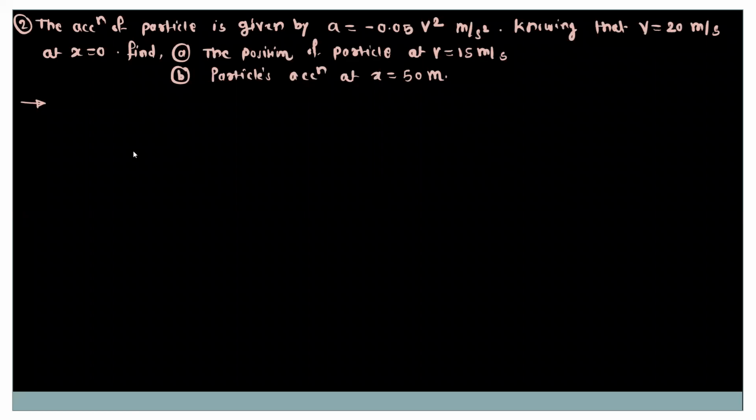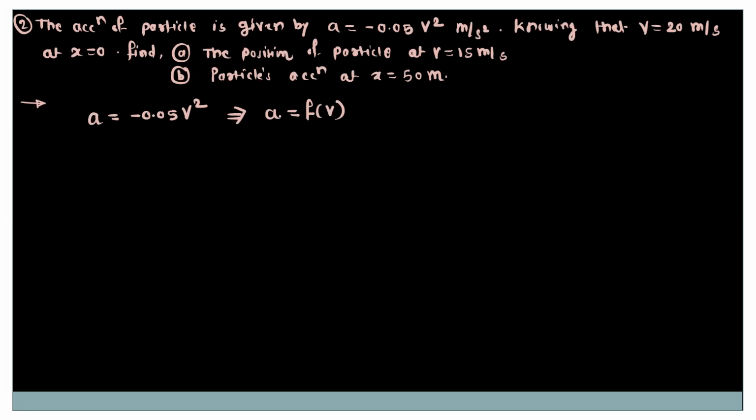If you refer to the given equation, it is not a function of time. It is a function of velocity. So acceleration is given as -0.05 v². This is acceleration as a function of velocity.